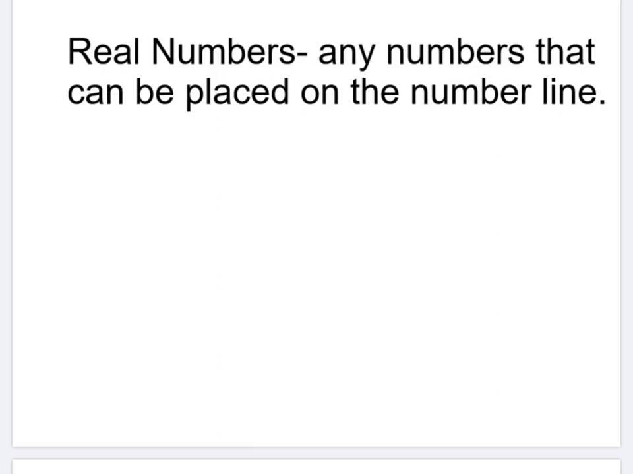Now we're getting into a little bit of the 8th grade relationships of numbers. So the first type of number that we're looking at in this sense is real numbers. Real numbers are any numbers that can be placed on the number line. For everything that we do in this class, every number that we take a look at, no matter what it is, is always going to be considered a real number. So if you're ever asked to identify what family a number belongs to, in our case, it will always be a real number.